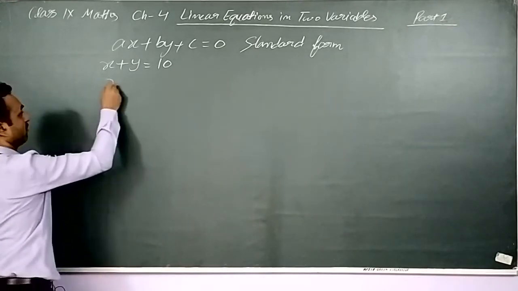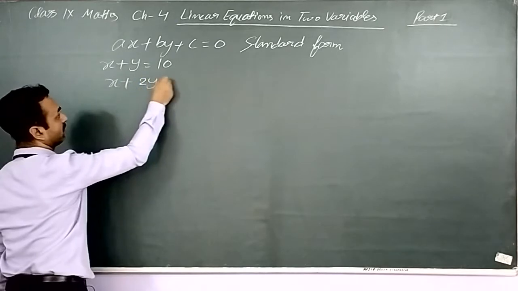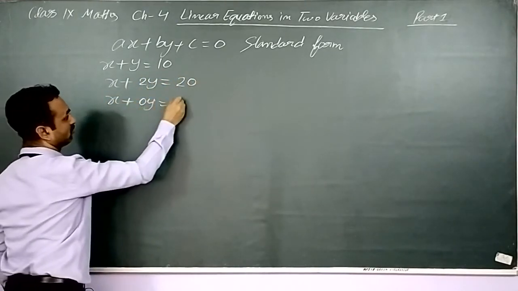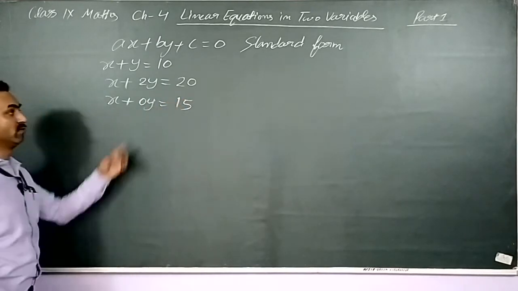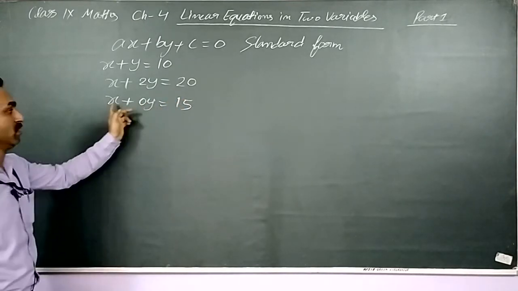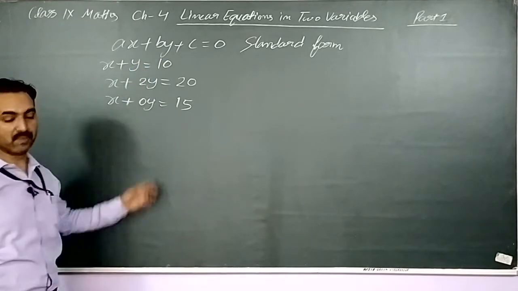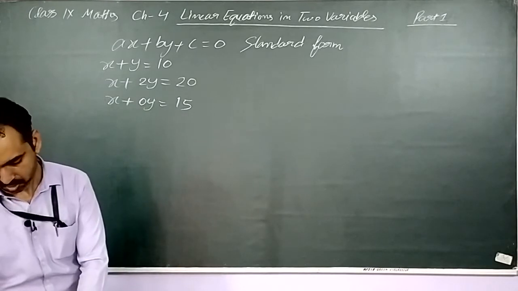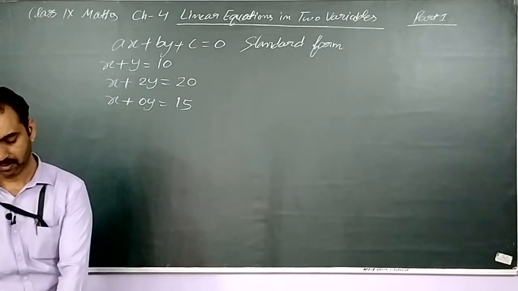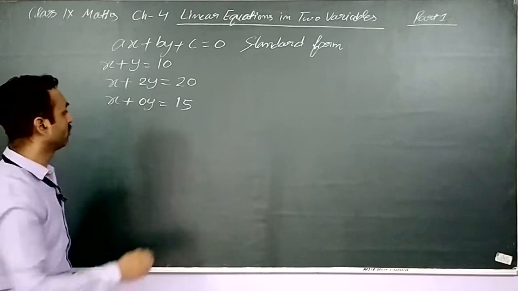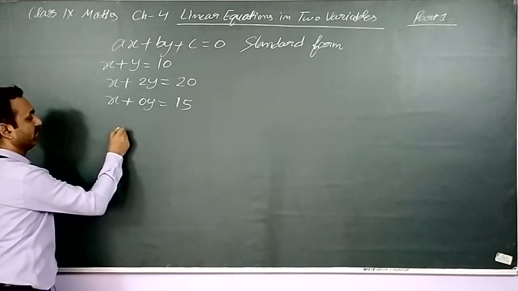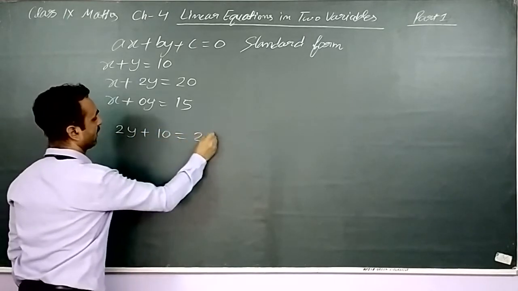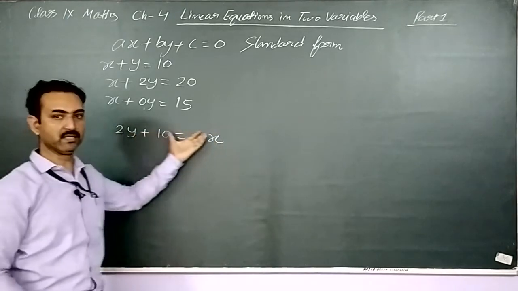Now we will discuss some examples. x plus 2y equals to 20, x plus 0y equals to 15, so there will be also two variables. So these are the examples of linear equation in two variables. Now we have to learn how to write an equation in standard form. Let's say 2y plus 10 is equals to 2x. So this is a linear equation in two variable.